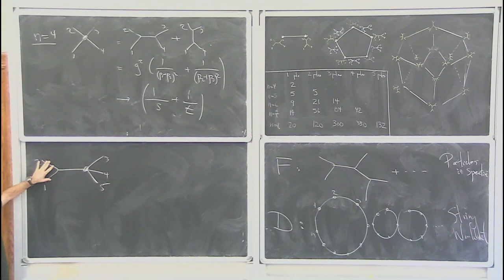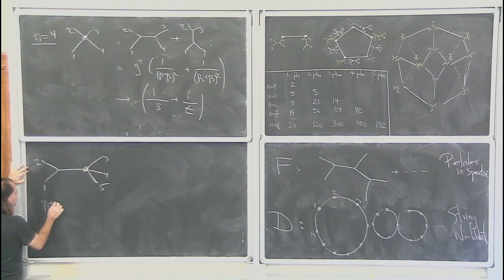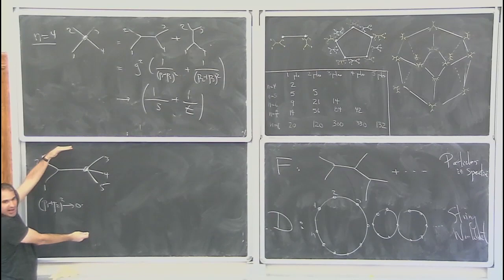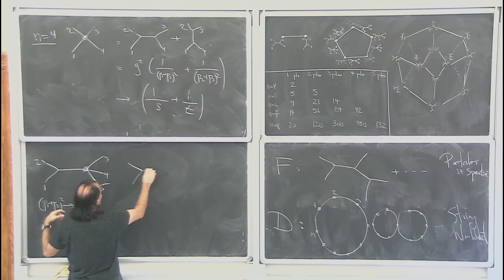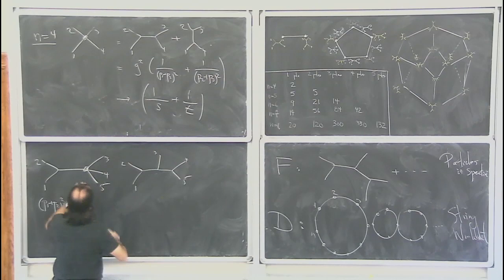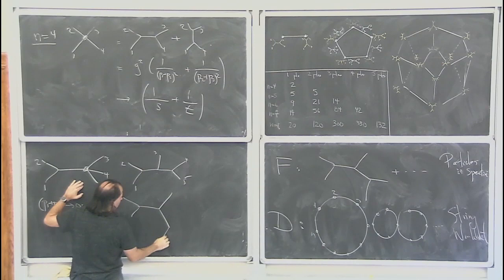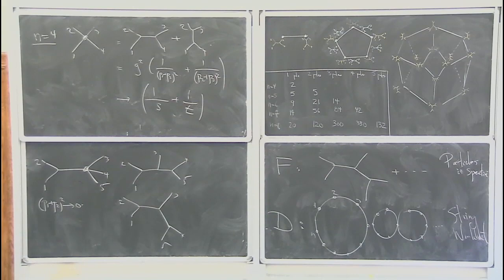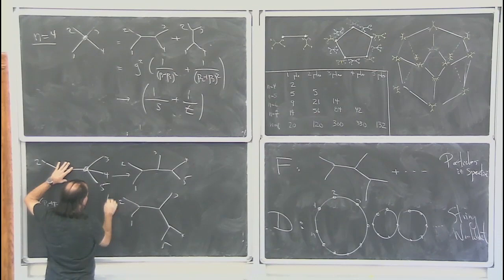what else can I do? See, if I set P1 plus P2 squared to 0, then there's still two more ways that I could make it blow up again, right? I could take this 4 point and blow it up itself in two ways. So I could blow it up, for example, like this. That's one way of blowing that 4 point up, or I can blow it up like this. Okay, so starting from here, there are actually two places that I can go.